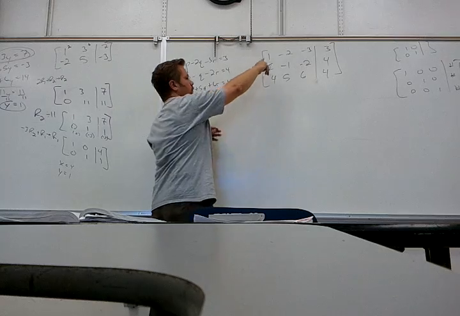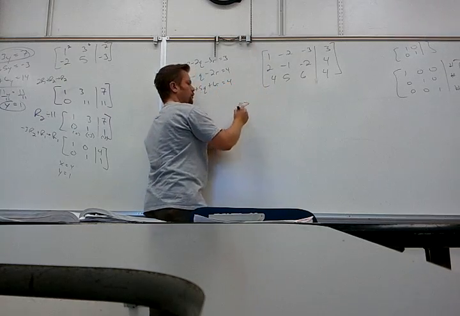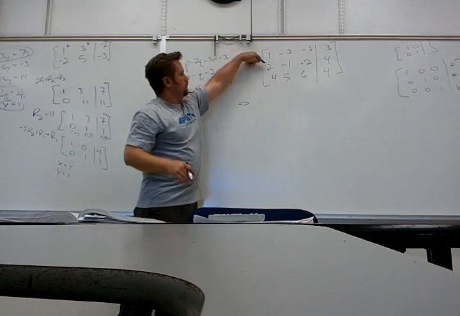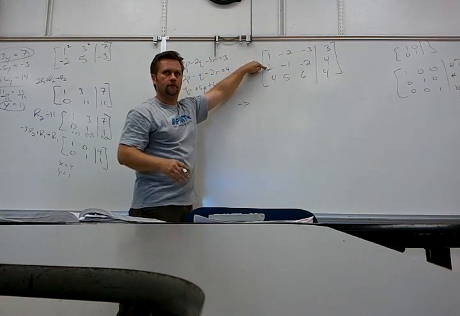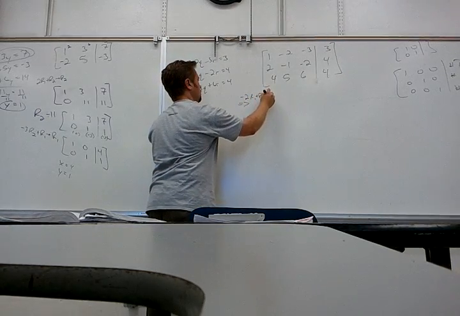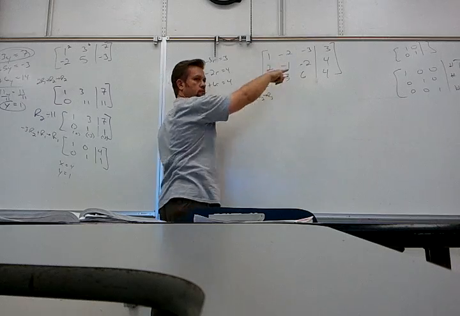All right, so let me just do a couple steps. I don't want to do this all the way out. I just want to show you what this would look like. What would I do to maybe kill this guy? Negative 2. Beautiful. So negative 2 row 1 plus row 2, and I want to put that into row 2.